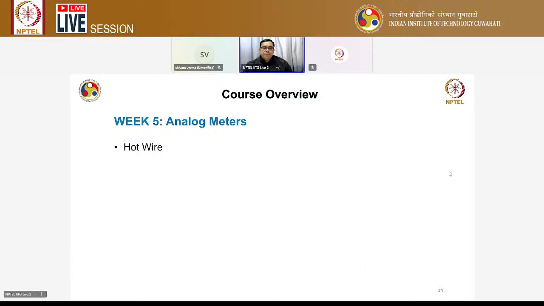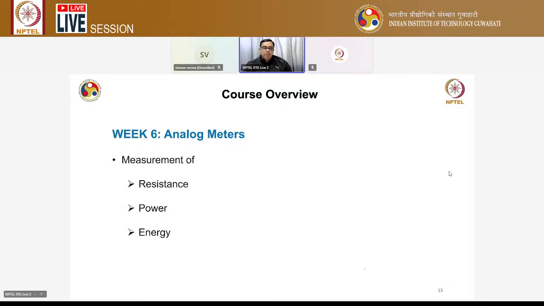Similarly, for week 5, we have different analog meters to be discussed that are mostly thermal devices like hot wire, then temperature devices like thermocouple, induction type of instrument, electrostatic tools, rectifier type of instrument, and so on. Again, week 6 is also devoted to analog meters, where we will talk about measurement of different quantities, including measurement of resistance, power, and energy.